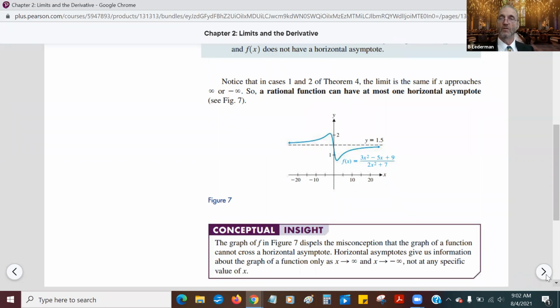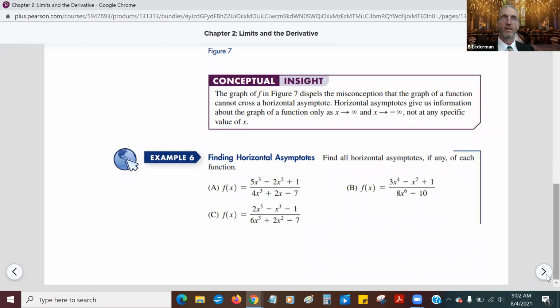So that's kind of cool. And finding the horizontal asymptote. So here I have third power, so it's just going to be y equals 5 over 4. Here I have 4th power over 6th power, so this one's going to be 0. Here I have 5th power over 3rd power.